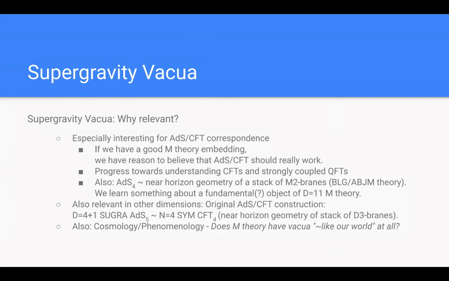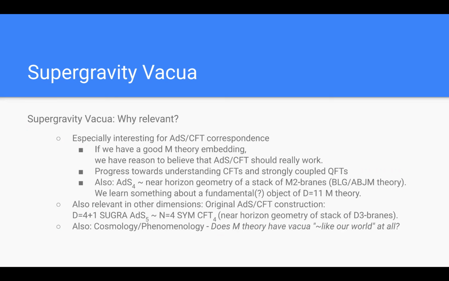Also specifically in 4 dimensions, AdS4 we can see as arising in the near horizon geometry of a stack of M2 branes. This is basically what BLG/ABJM theory gives us. So by studying this, we learn something about a fundamental object of 11-dimensional M theory, the M2 brane.